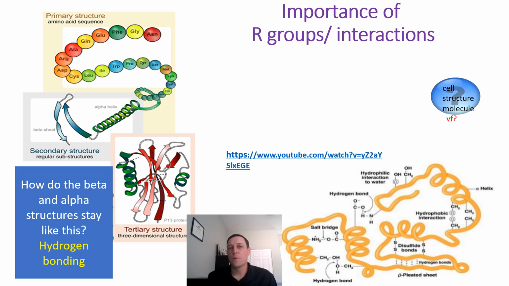Okay, the importance of the R groups that stick out that we talked about back from each amino acid that makes each amino acid unique is that those R groups have characteristics. So they could be positively charged or negatively charged. They could be hydrophilic and love water. They could be hydrophobic and hate water. Those characteristics of the side chains are what drive the overall folding of the protein into its three-dimensional shape.